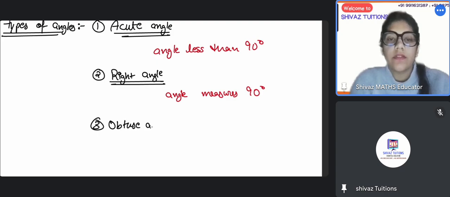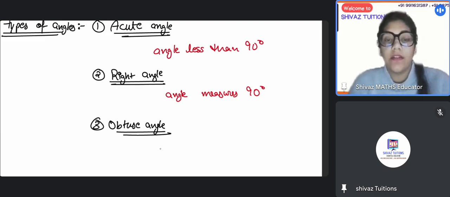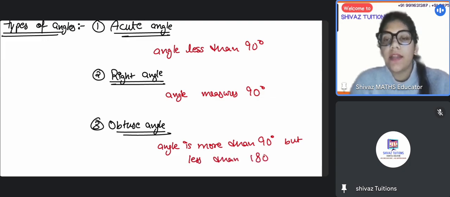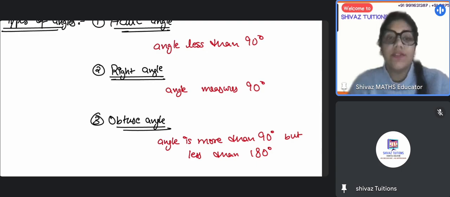Then we have obtuse angle, as you said. Obtuse angle is an angle whose measure is more than 90 degrees but less than 180 degrees. Very good. Has everyone noted these three down? What if it's more than 180 degrees? Yes, we will discuss it.